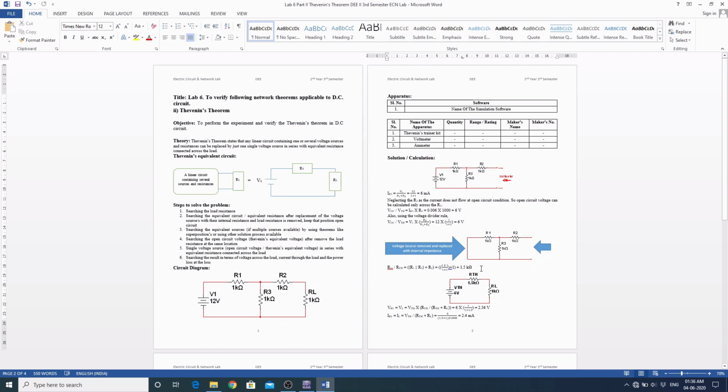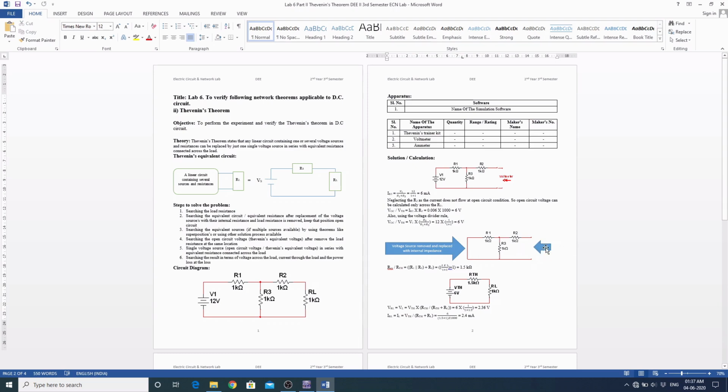And in the second step we have to find out the equivalent resistance. Whenever the equivalent resistance needs to be found out, at that time the load resistance needs to be removed, and the voltage sources are replaced with their internal impedance. Here only a voltage source is available, and its internal impedance is 0. So I have just short circuited it, and I have to find out the equivalent resistance looking from the load resistance side, which is already removed.